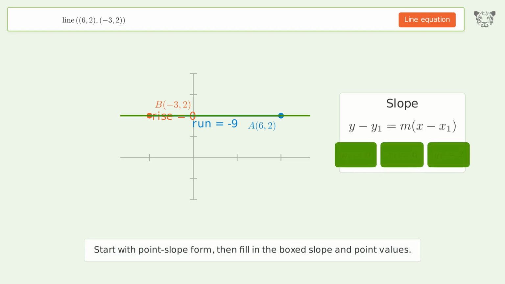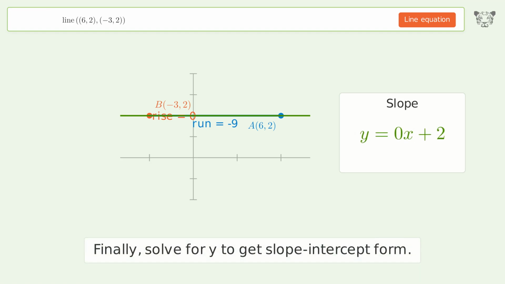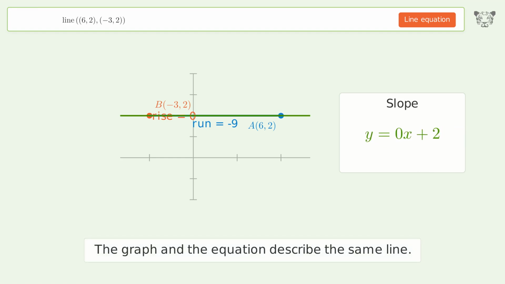Start with point slope form, y minus y1 equals m times x minus x1. Then fill in the boxed values, slope is 0, x1 is 6, and y1 is 2. That gives the specific point-slope equation for this line. Finally, solve for y to get slope-intercept form. The graph and the equation describe the same line.